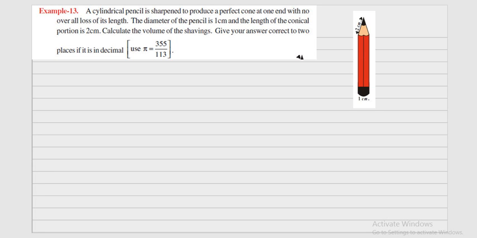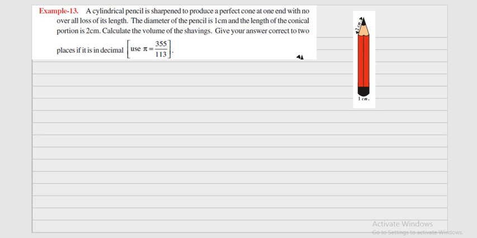That means after sharpening the pencil, you will be getting those wooden particles, which we call shavings, and it asks you to find the volume of those shavings. Give your answer correct to 2 decimal places. If it is in decimal, use pi equal to 355 by 113, right? It is nothing but 22 by 7 only, which is multiplied with some constant.